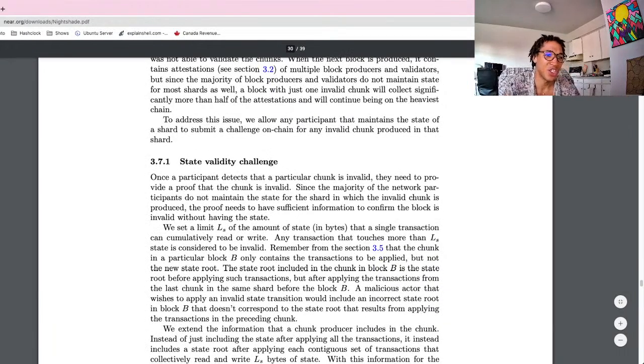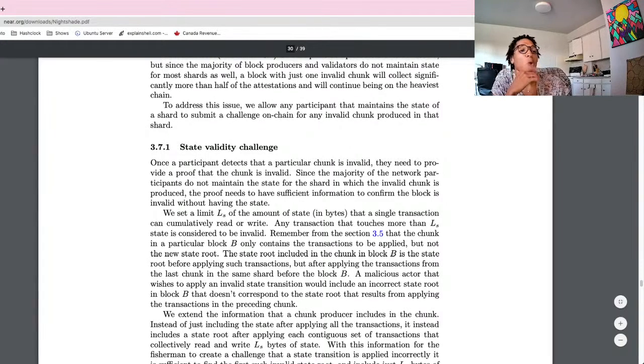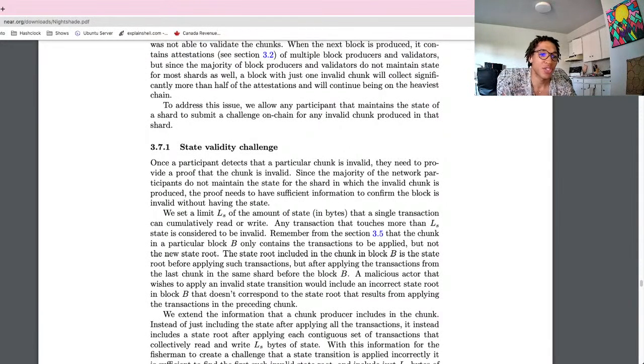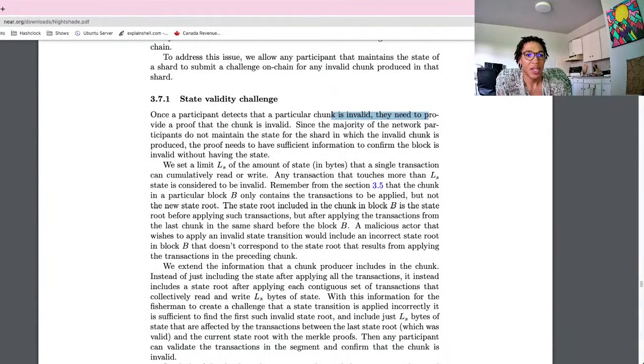3.7.1 State validity change. Once a participant detects that a particular chunk is invalid, they need to provide a proof that the chunk is invalid. Since the majority of the network participants do not maintain the state for the shard in which the invalid chunk is produced, the proof needs to have sufficient information to confirm the block is invalid without having the state.